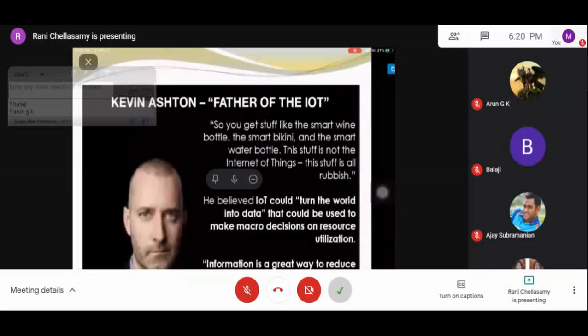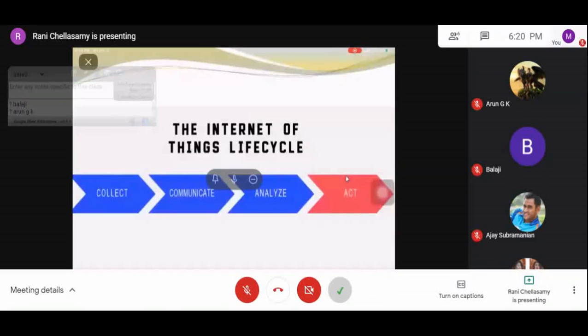Let's see the life cycle of the IoT. First is collection, where collecting is the main task. Next is communication, where communication is the main task. Next is analytics, that is, analyzing the information. And the last one is action. These are the four main phases of the life cycle of the Internet of Things.